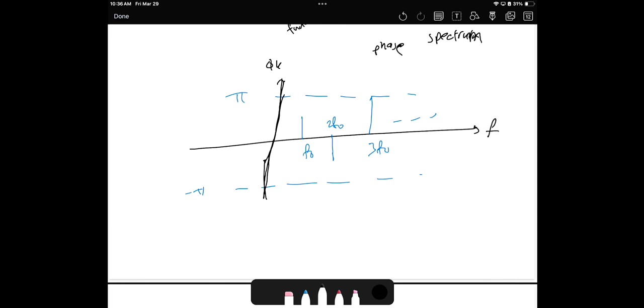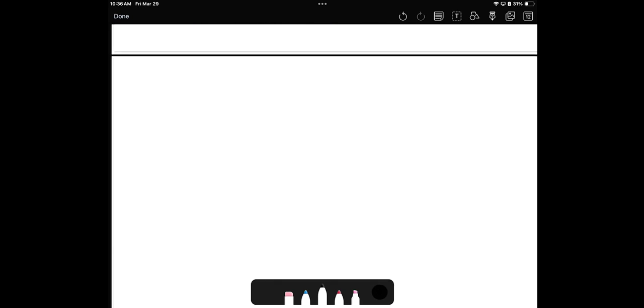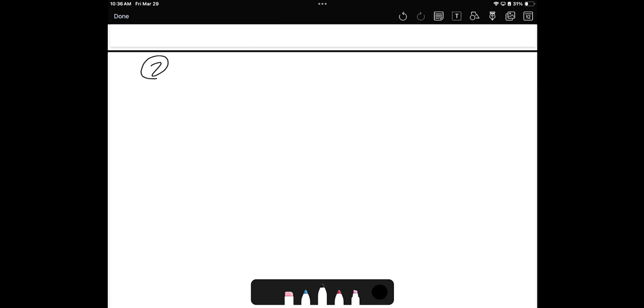Okay. Any question about this presentation? Let's go to the next one. Second representation, which is complex exponential representation.